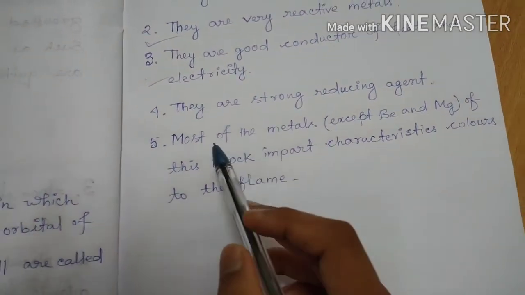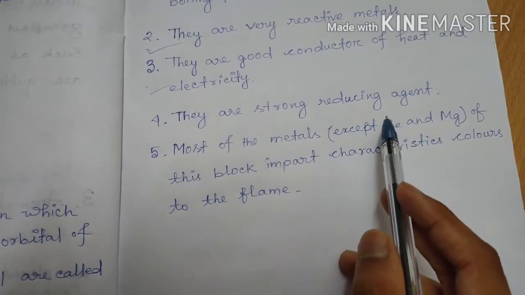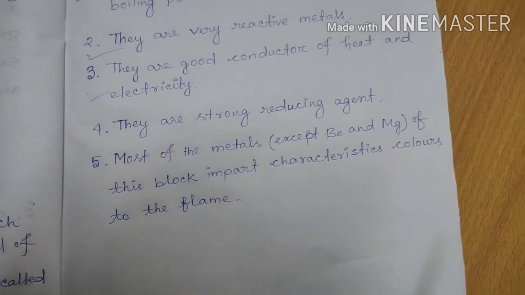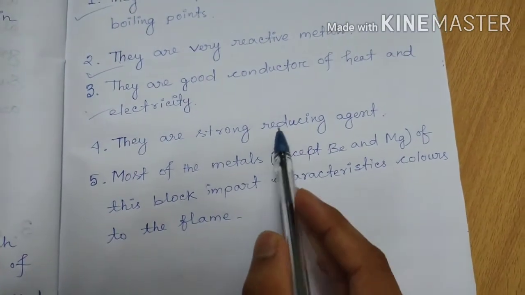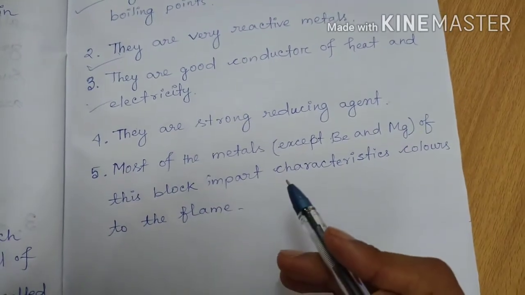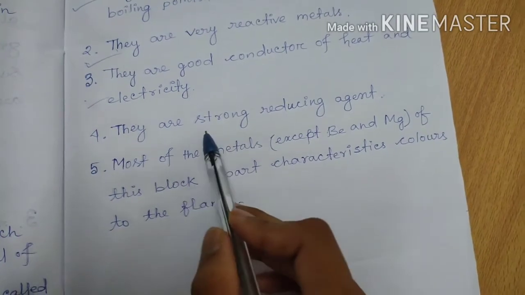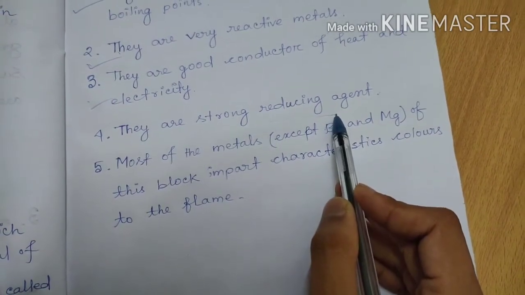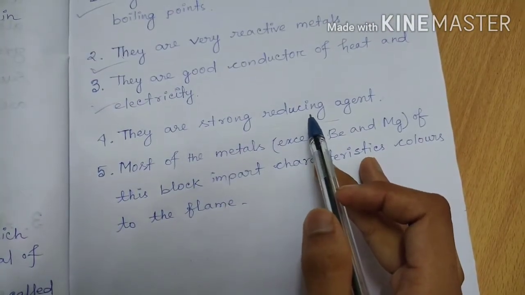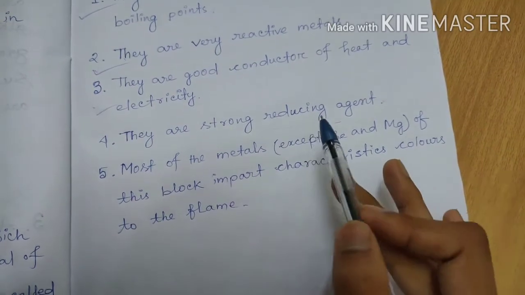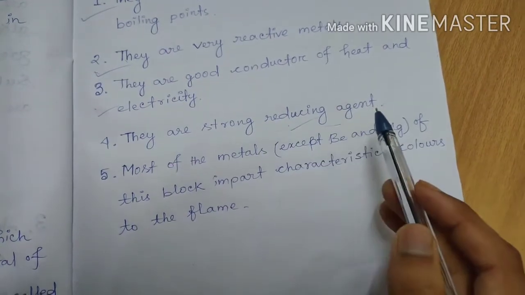Now you see the number four property, they are strong reducing agents. That is, s block elements help another substance to get reduced easily. That's why s block elements are reducing agents, because s block elements help another substance to get reduced easily.